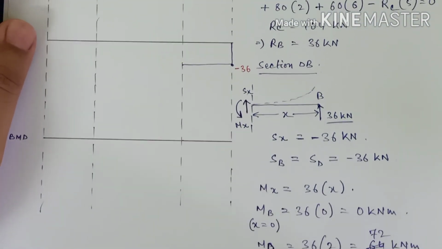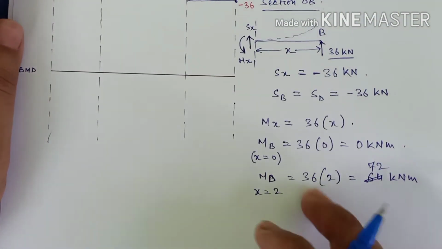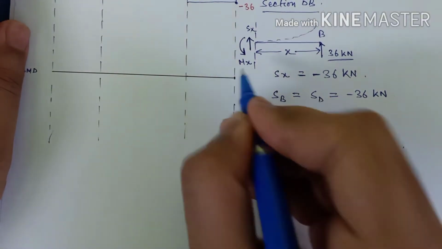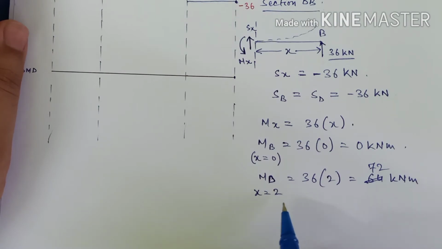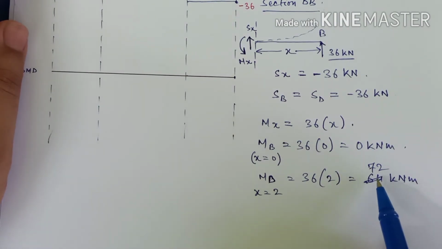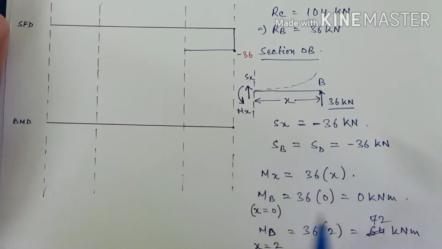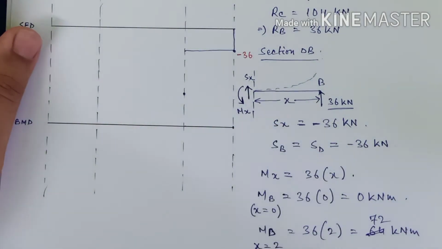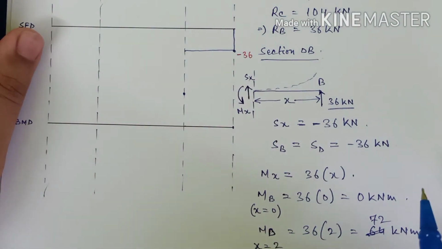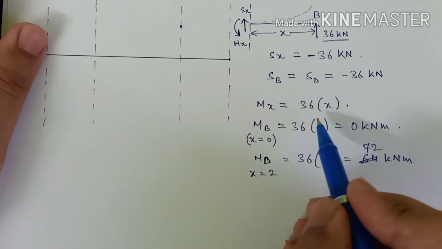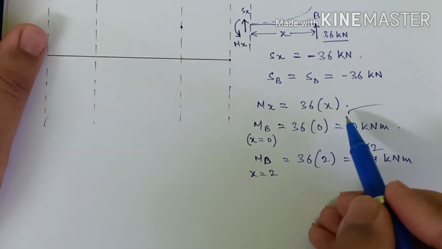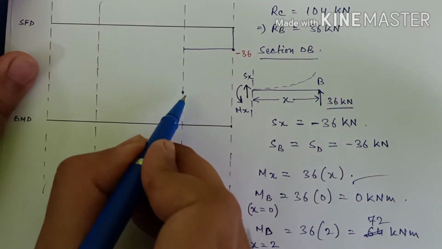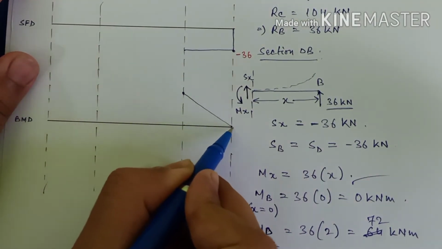So this is done. Now let us plot the bending moment values. At point B the bending moment will be 0, this. And at point D the value of bending moment will be 72, means it will be somewhere here, right? So how do you join this? You join this by a straight line, because for the bending moment equation, you have a 1 degree polynomial, that is a linear polynomial. So you have to join this with a straight line. Done.